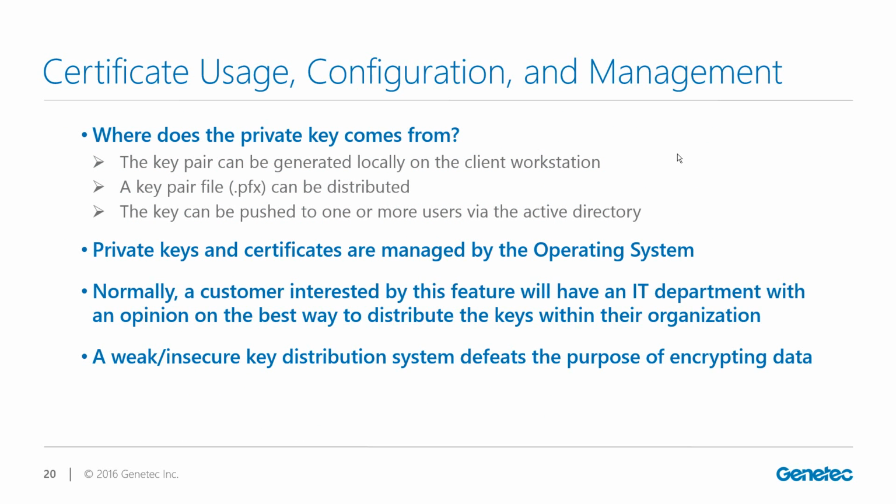Now, a bit more information on where the private key comes from. Where do we get that from? Basically, on your system, the key pair can be generated locally on the client workstation. So if you have the certificate installed, you can get the private key from that. You can also distribute a key pair file, which is a .pfx file. If you're using a file like that, you need to be very careful what happens to the file after you're finished with it. Just bear in mind that this private key is something that really needs to be kept secure, otherwise it really opens up the system. So that file needs to be managed very well. And also the key can be pushed to one or more users via Active Directory as well.